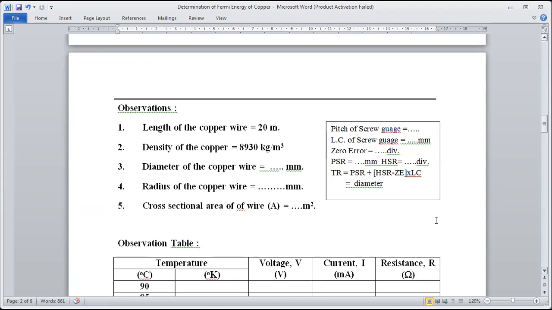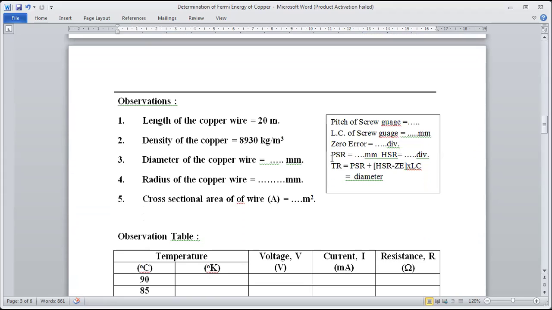So the observations you are going to make here: the length of the copper wire in the coil, you should know it. In our case, it is around 20 meter. And the density of copper is a standard quantity, 8930 kg per meter cube. And using the screw gauge, we have given the details of how to measure the diameter of the copper wire. Using the screw gauge, we determine the diameter of the copper wire.